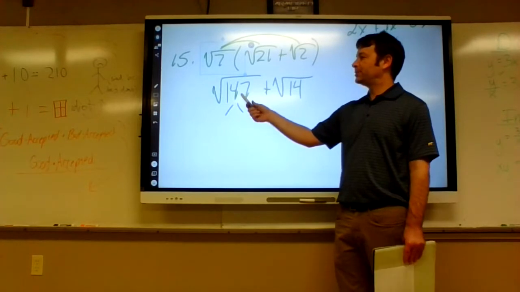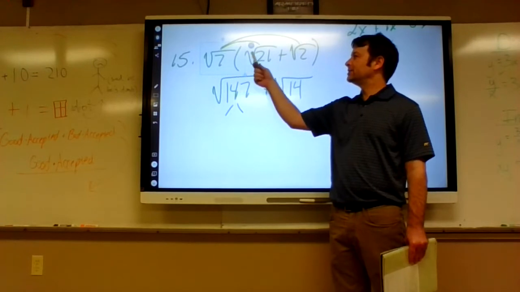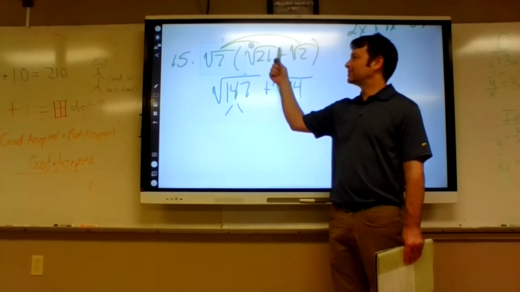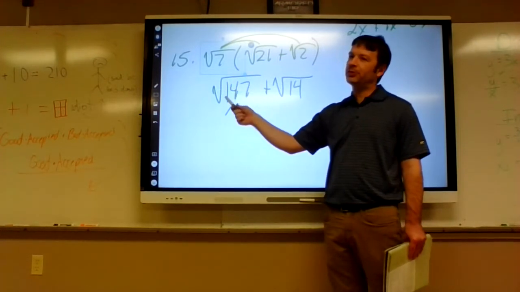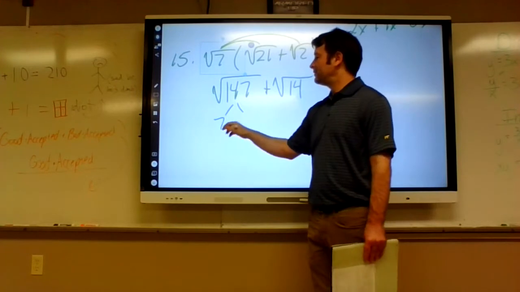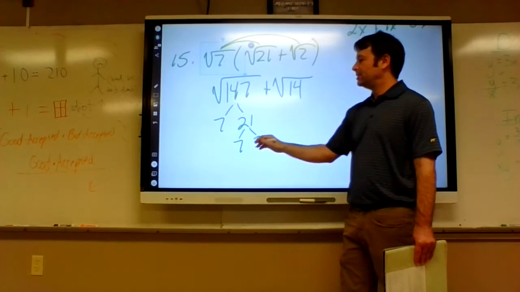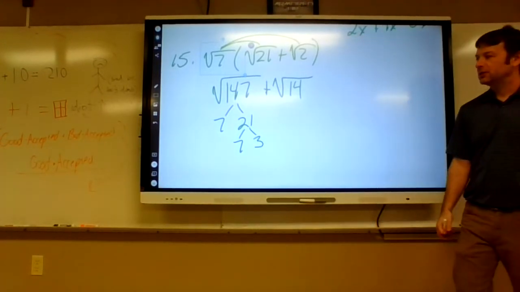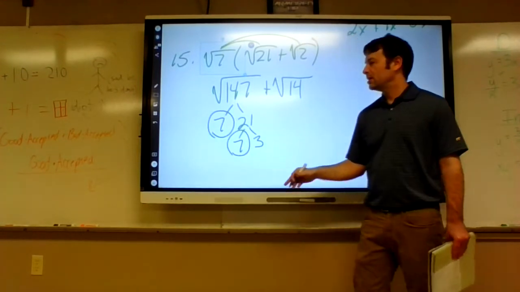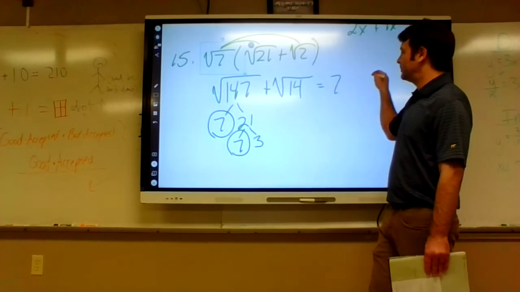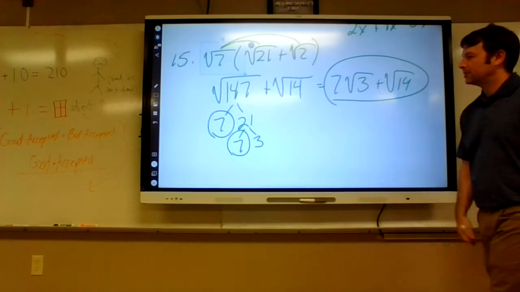No. Guess what I know for sure goes into 147? 7 and 7, because there's a 7 inside of 21, right? That means there's two 7s hidden inside here that are multiplied. This is 7 times 21, and 21 is 7 times 3. So what does square root of 147 simplify to? 7 square root of 3. So we got 7 square root of 3 plus square root of 14. That's all you can do.